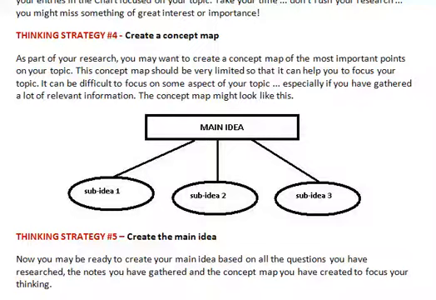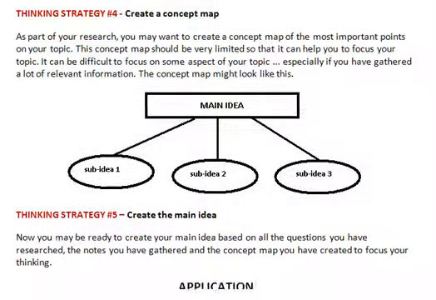Thinking strategy number 4. Create a concept map. As part of your research, you may want to create a concept map of the most important points on your topic. This concept map should be very limited so that it can help to focus your topic. It can be difficult to focus on some aspect of your topic, especially if you've gathered a lot of relevant information. The concept map might look like this. Main idea, sub-idea 1, sub-idea 2, and sub-idea 3.